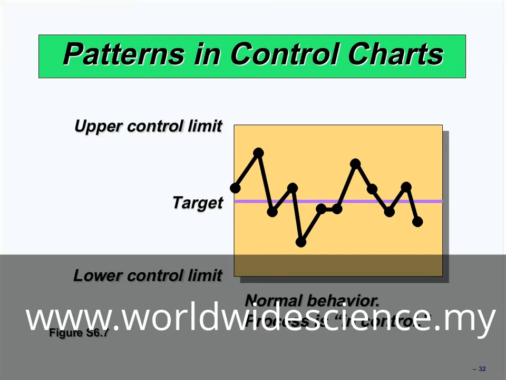If you see there is no plot near to the line, and the number of spots above target and below target is nearly the same, there is no erratic behavior, and this is normal behavior. The process is under control in this behavior.